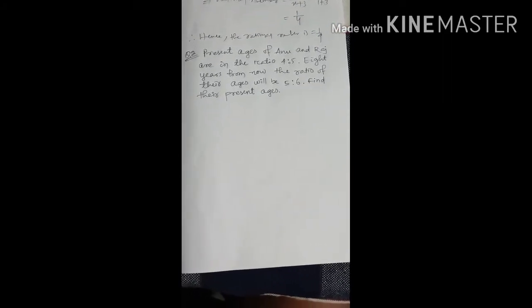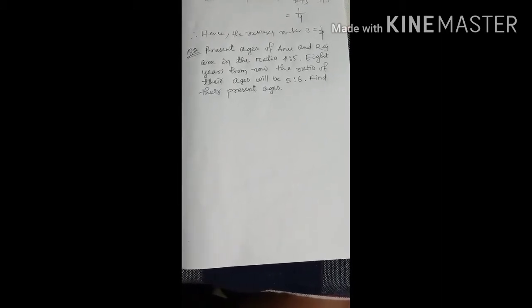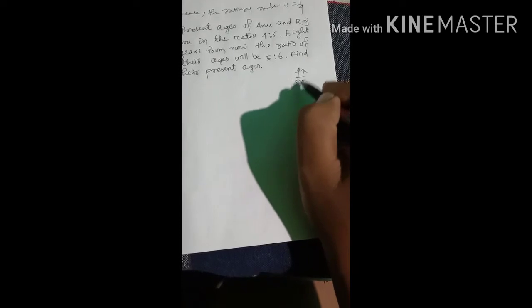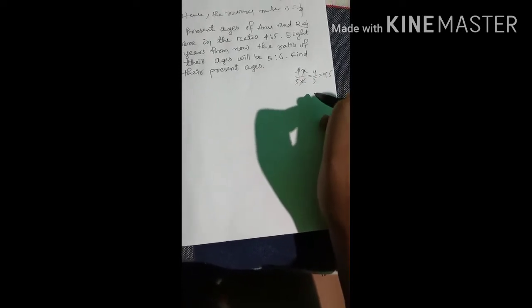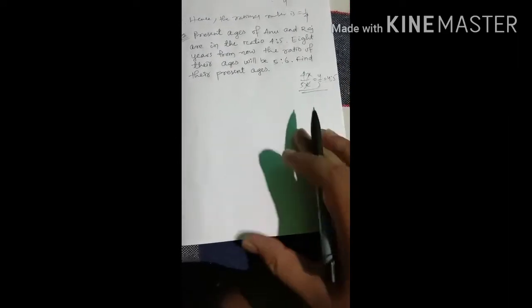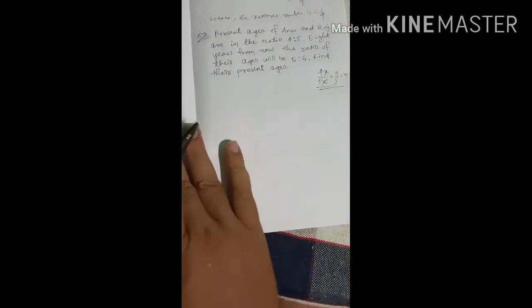You know that the ratio of the present ages of Anu and Raj is given as 4:5, but we do not know their actual present ages, so we will take their present ages as 4x and 5x. If we divide 4x by 5x we will get 4 by 5, so it is 4:5. So we will just take their present ages as 4x and 5x.